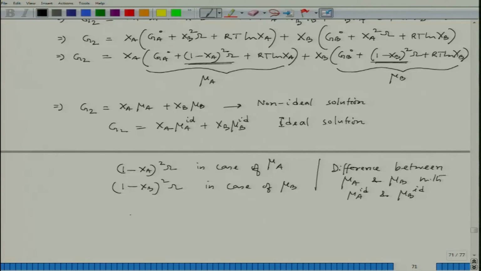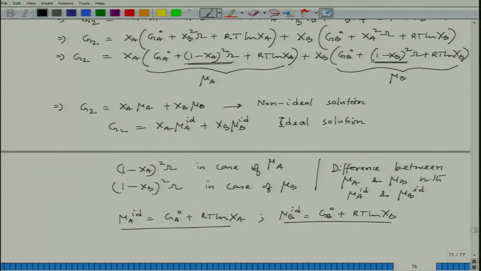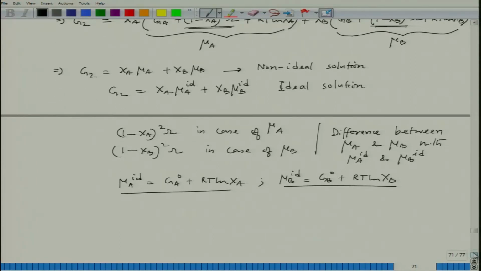And just to mention, mu A ideal is equal to G_A0 plus RT ln x_A, and mu B ideal is equal to G_B0 plus RT ln x_B. So, this has been shown in previous lectures. So, the final expression in case of non-ideal situation is nothing but x_A mu_A plus x_B mu_B. This is the expression for non-ideal situation.